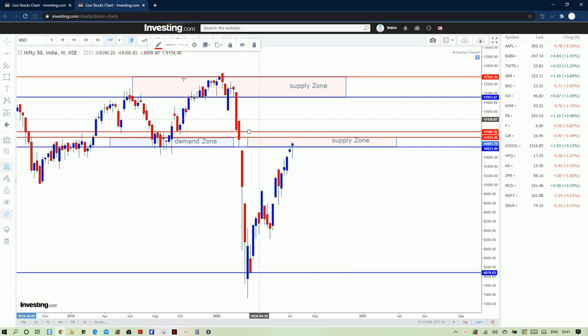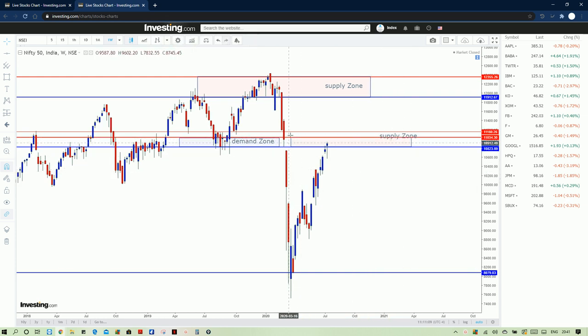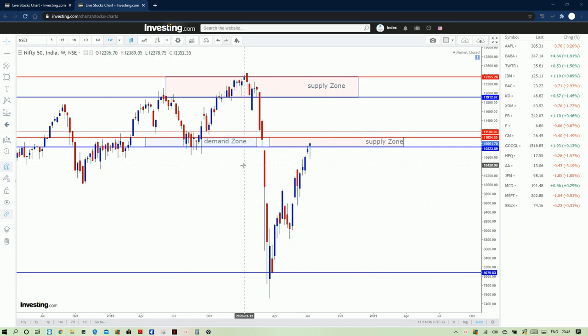Up to what extent can it go? So we have drawn here. So this whole area will be the supply zone. So now it is moving towards this supply zone. So that is how you need to identify the zone, and the closing above the zone can give a breakout. And you should also look at the volumes here.